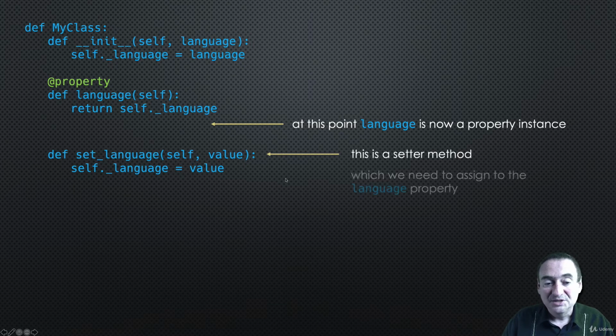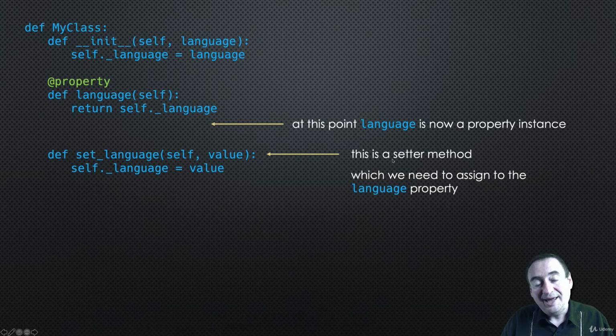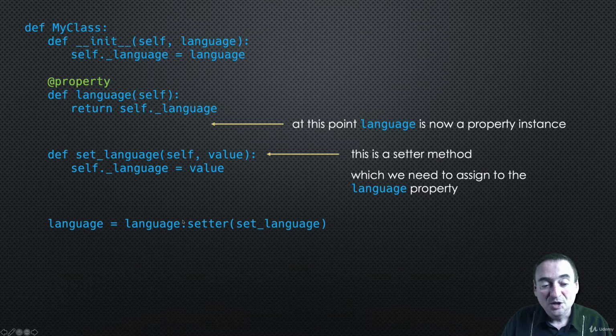And this is the setter method. It will be called as a method when we call it from the instance, but we want to assign it to the language property, right? That property object. We want to now say to that property object, hey, by the way, here's a set function that you should use. Well, how do we do that? We call the setter method of that property object. So language.setter, and we tell it which method to use. In this case, we're giving it this function setLanguage.